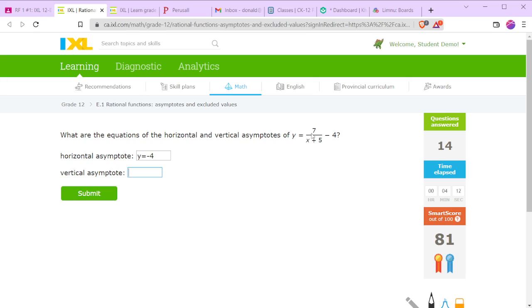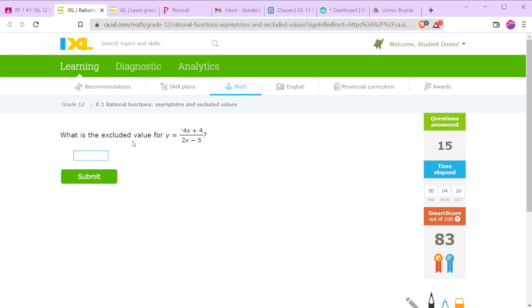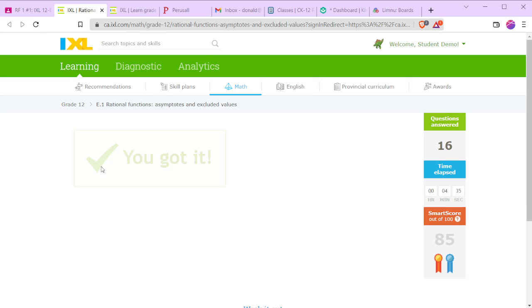The vertical asymptote is the point at which we are dividing by 0. That's at x equals -5. And what is the excluded value for this? That's where our denominator equals 0. So I think for the excluded value, they don't want the equation. They just want the value, 5 over 2.